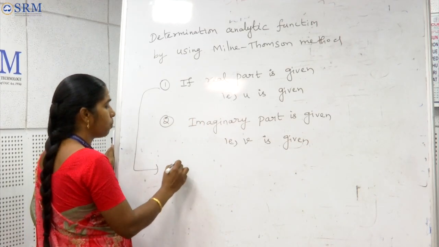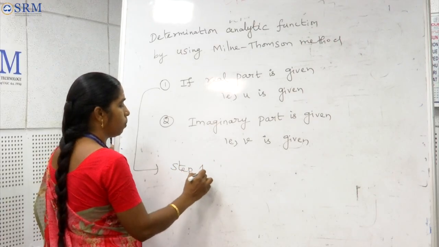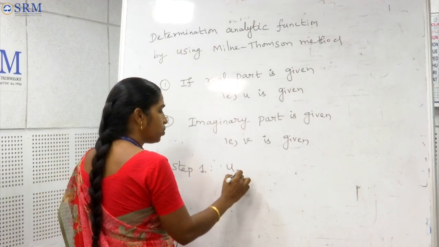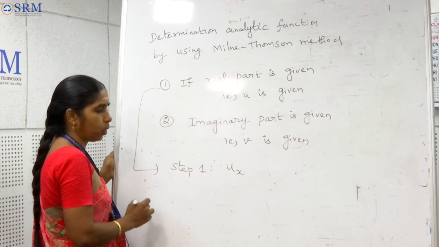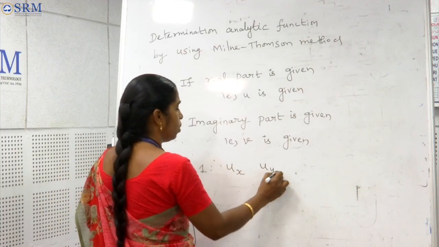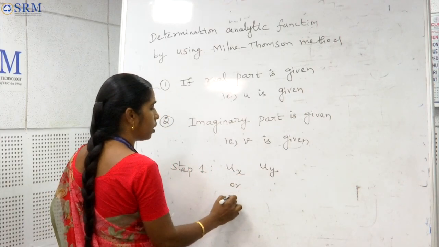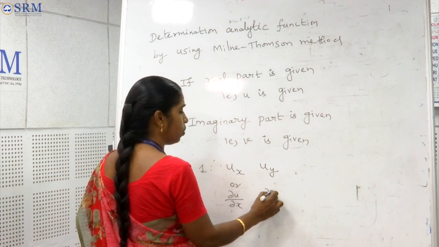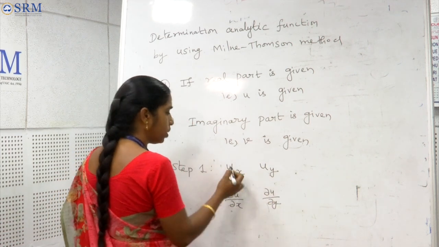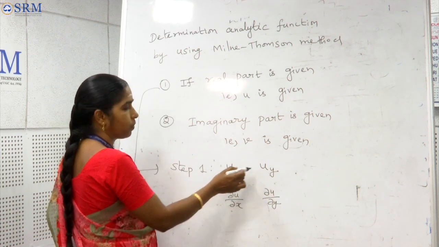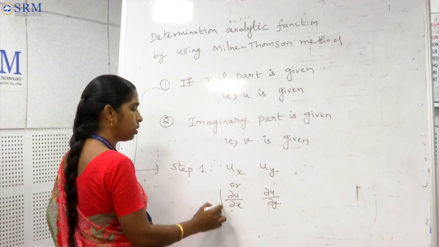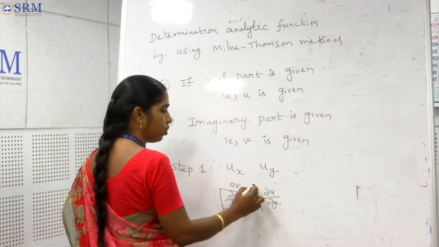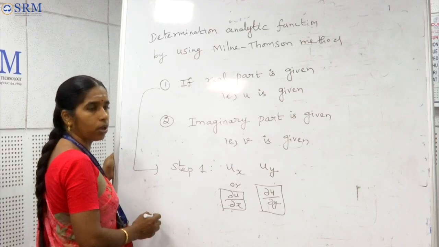So in the first step, when the real part is given, you differentiate with respect to x and y. So u_x and u_y, which in the ordinary usual notation is ∂u/∂x and ∂u/∂y. Using the shortcut notation, u suffix x and u suffix y, or the common notation, ∂u/∂x, ∂u/∂y.